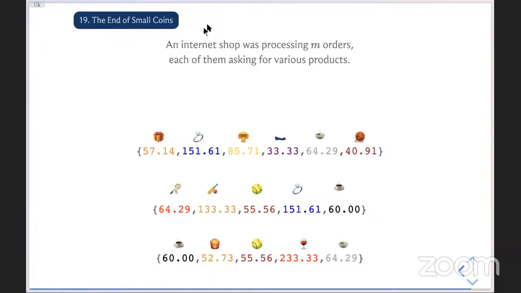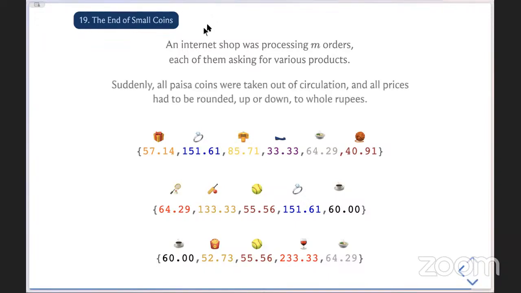There could be many more. Each order is a collection of products. Every product has a fixed price in the inventory. And as you can see, this price is fractional. And now we are in trouble because of this, because we have a light version of the demonetization situation. So the paisas are now out of circulation. You can only pay in whole number rupees.